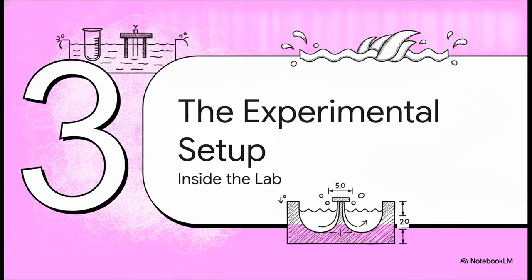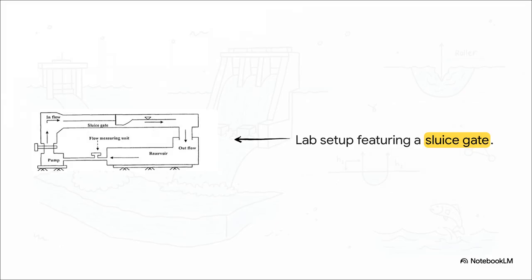All right, Section 3, the experimental setup. Let's see how we do this in the lab. To study this jump safely indoors, we use a horizontal rectangular flume equipped with a sluice gate. Water is pumped from a reservoir toward the gate. By lowering that sluice gate into the flowing water, we force the water to squeeze underneath it at a super high velocity. This gives us our artificial supercritical flow.